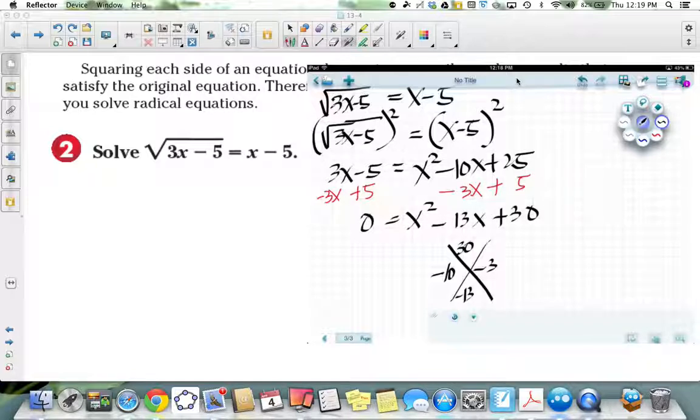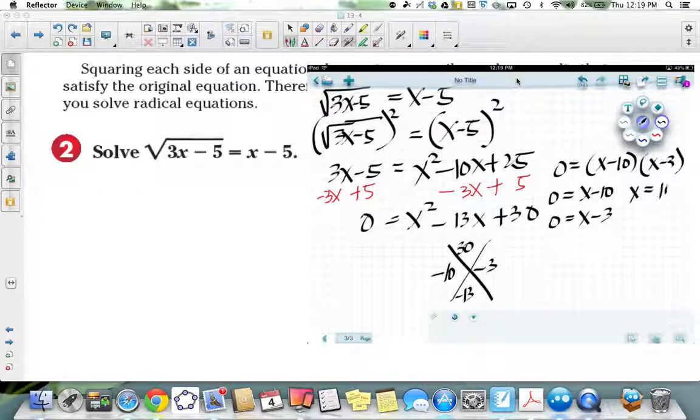So if you factor this, this becomes 0 equals x minus 10 and x minus 3. Using the zero product property, this is 0 equals x minus 10 and 0 equals x minus 3. It gives you the value of x here, which is equal to 10. Value of x is equal to 3.